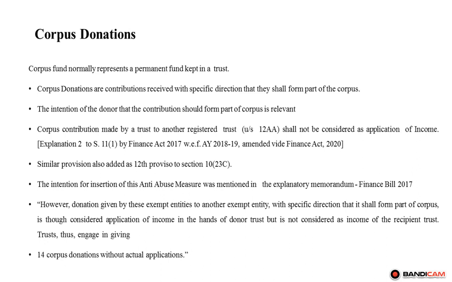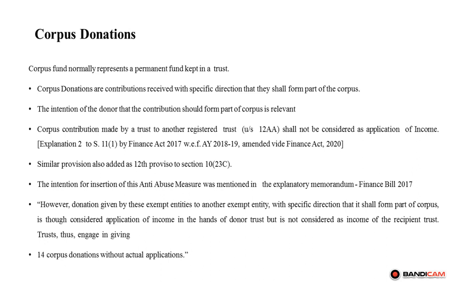Then corpus contribution made by a trust to another registered trust under section 12AA shall not be considered as application of income. So the corpus donation given by one trust to another trust shall not be considered as application of income of that charitable organization or charitable trust. Got it? Then a similar provision was also added as the 12th proviso to section 10 subsection 23C.